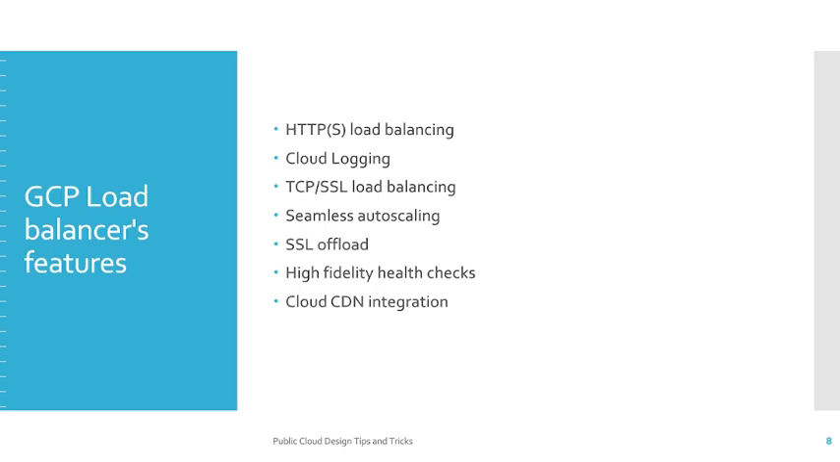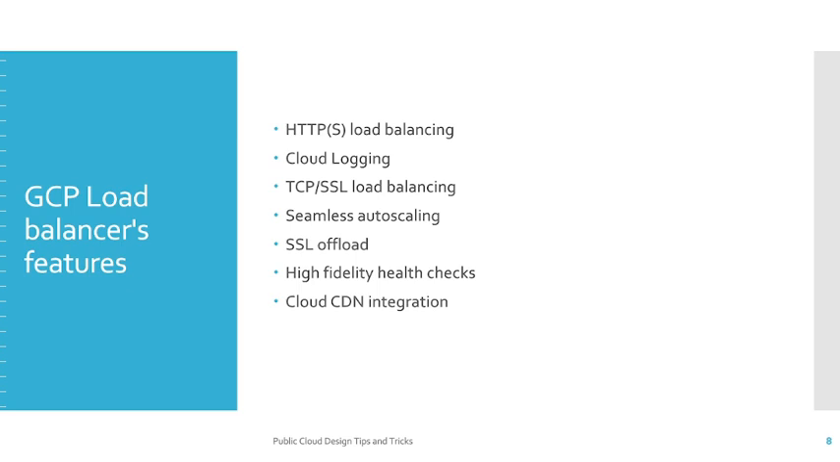Now let's try to understand the different features of the Google Cloud load balancer. The first feature is HTTPS load balancing. HTTPS load balancing can be used to load balance your HTTP and HTTPS traffic across multiple backends, across regions as well as within your region, as we understood in the previous one. Cloud Logging is the capability where you can log the traffic data going through your load balancer, and then you can use it for debugging and traffic analysis.